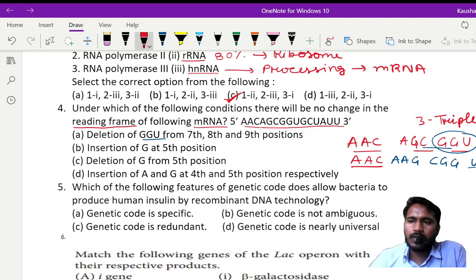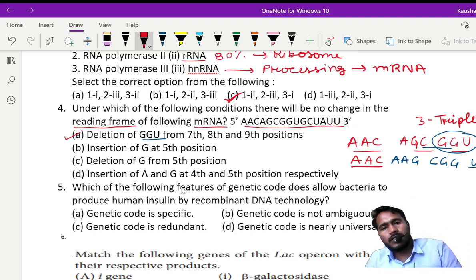So these both are correct. Afterward, it will continue like that. So the reading frame will not change if you delete a triplet codon. So the answer will be A. The other options I mentioned here, insertion or deletion of one or two nucleotides, will affect the reading frame.